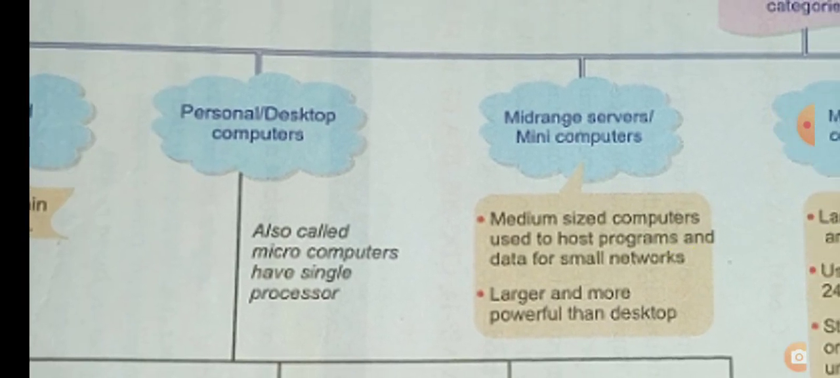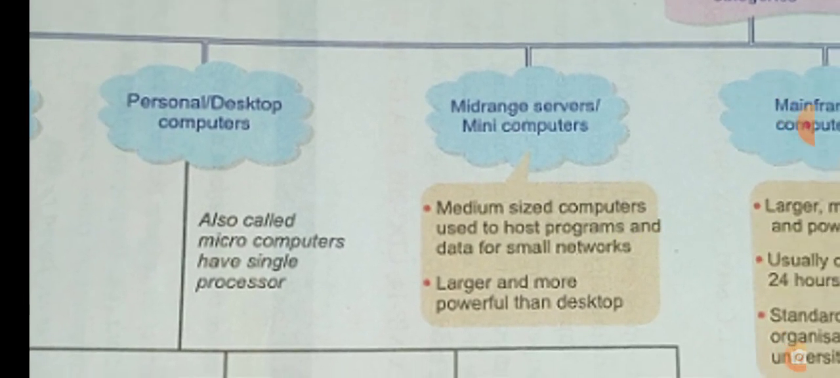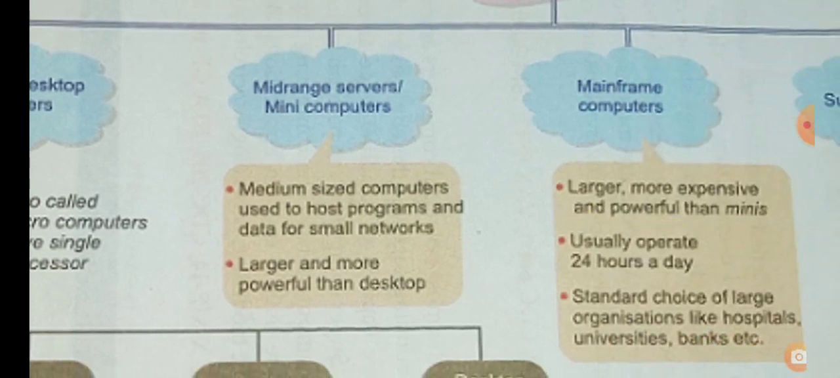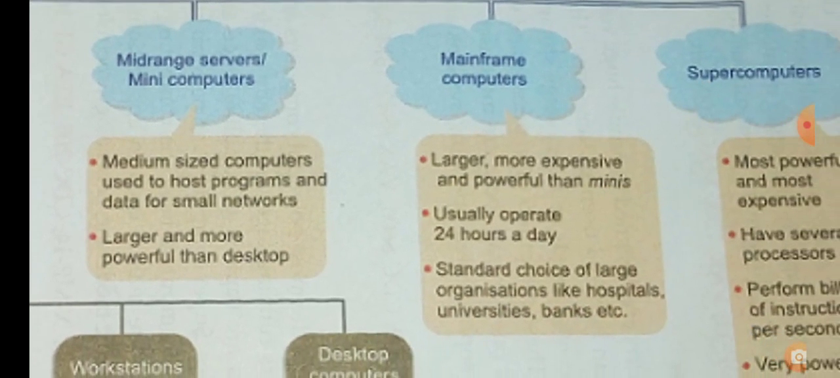Third point is mid-range server or minicomputers. Minicomputers are medium-sized computers used to host programs and data for small networks, and they are larger and more powerful than desktops. Next is mainframe computers. Mainframe computers are larger, more expensive and more powerful than minicomputers. They usually operate 24 hours a day, and are the standard choice of large organizations like hospitals, universities, and banks.